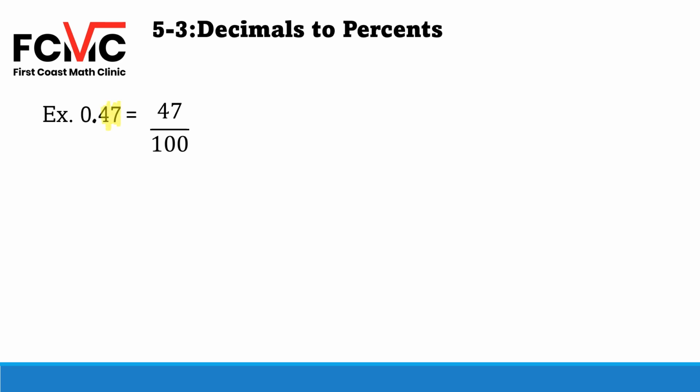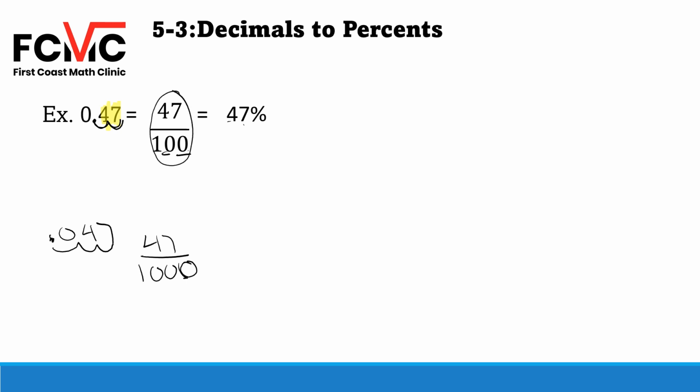Because we're accounting for the 2 place values. 1, 2, right? If this was 0.047, then we'd have 1, 2, 3. So we'd have 47 over 3 zeros. Okay. But we've got 1, 2 place values, so we're going to put 1, 2 zeros. And that's going to be equivalent to 47%. All right, because we know that any percent is a number out of 100. Well, we've got 47 out of 100 here.